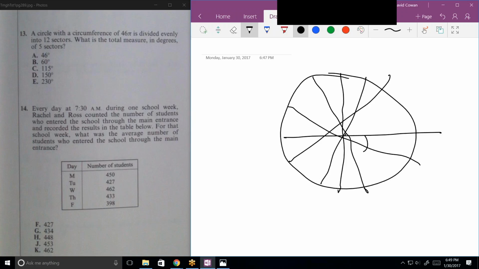Easy problem, right? Why did they give you the circle with the circumference of 46 then? Again, irrelevant information that they stick in there to try to confuse you. So you have to go into this test knowing they're going to do that very frequently. This is like the fourth problem we've run into where they've given you information you don't need. If they would have just said a circle is divided into 12 sectors, what's the measure of 5 of those sectors, you'd have gotten it in a flash. What confused you was that 46 pi that had no bearing on the problem whatsoever.